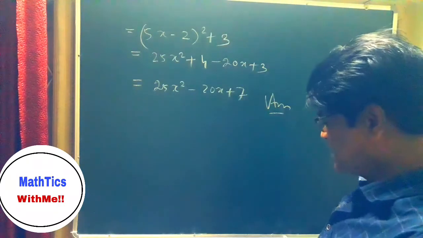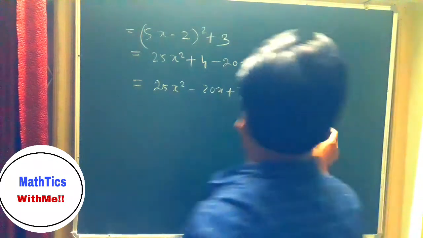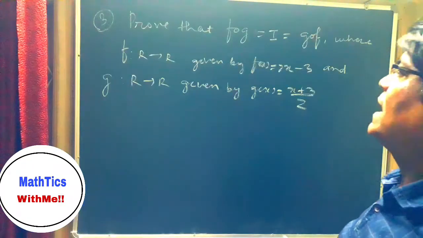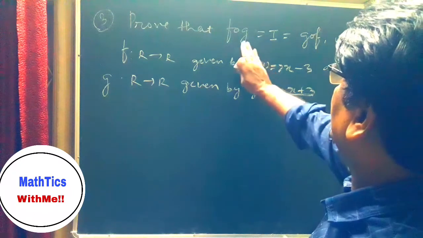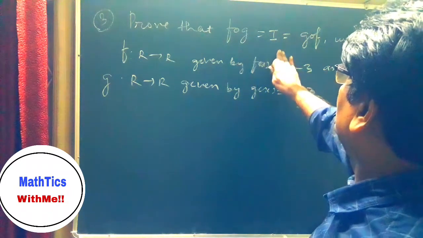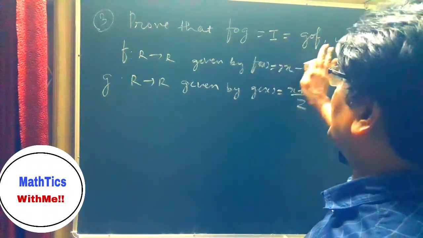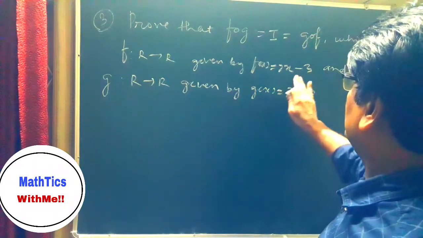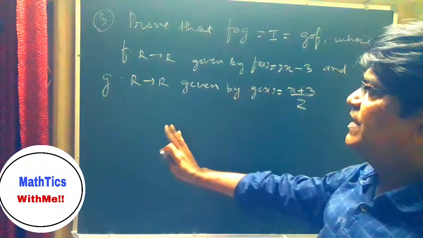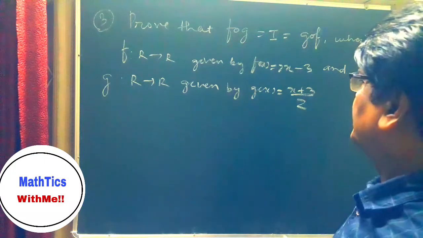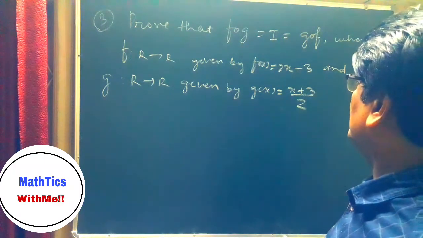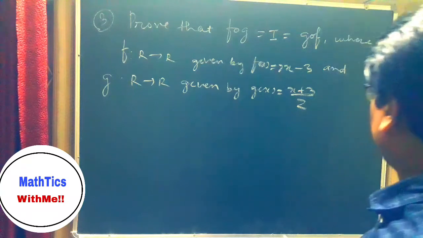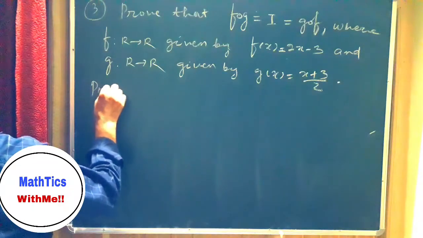Now let us proceed to the third problem. Our third problem is: prove that f of g is equal to the identity mapping, which is equal to g of f, where f is a function from R to R given by f(x) = 2x − 3, and g is a mapping from R to R given by g(x) = (x + 3)/2. Our proof.